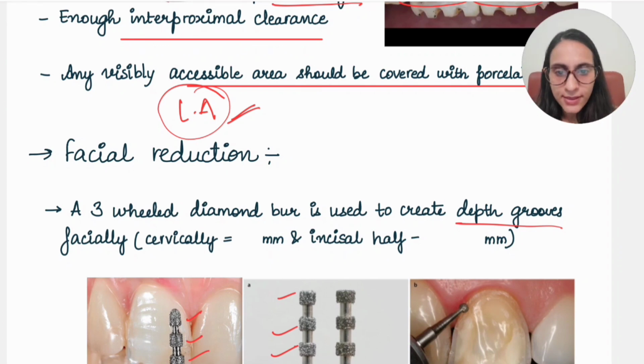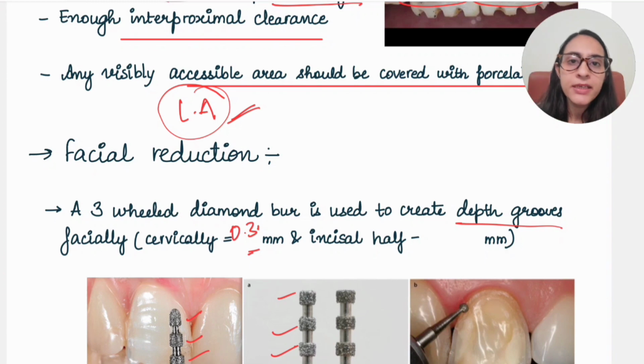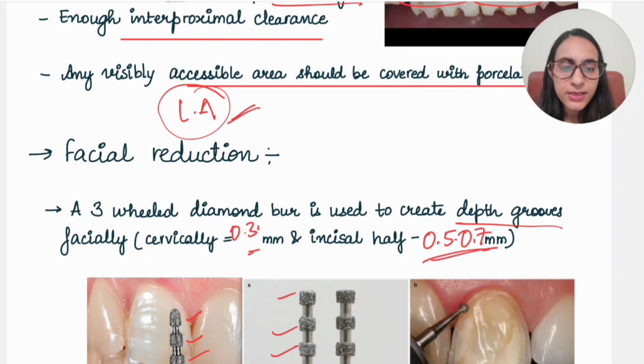So gingivally or cervically, we create a depth orientation groove of 0.3 millimeters. And incisally, we create a depth orientation groove of 0.5 to 0.7 millimeters. It is more in the incisal area because there are fewer chances of damaging the pulp, since as we go incisally, pulp is not present. So when we go incisally, we create more reduction.